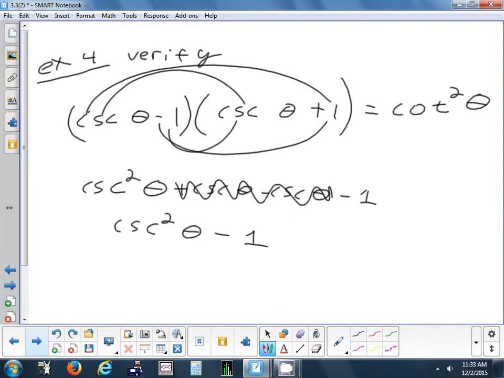So our final answer would be left like that. That's our final answer. Okay, so this one, all you had to do was FOIL it out. And once you FOIL it, you get a Pythagorean identity, and you're done. Any questions on that one before we do our last one?